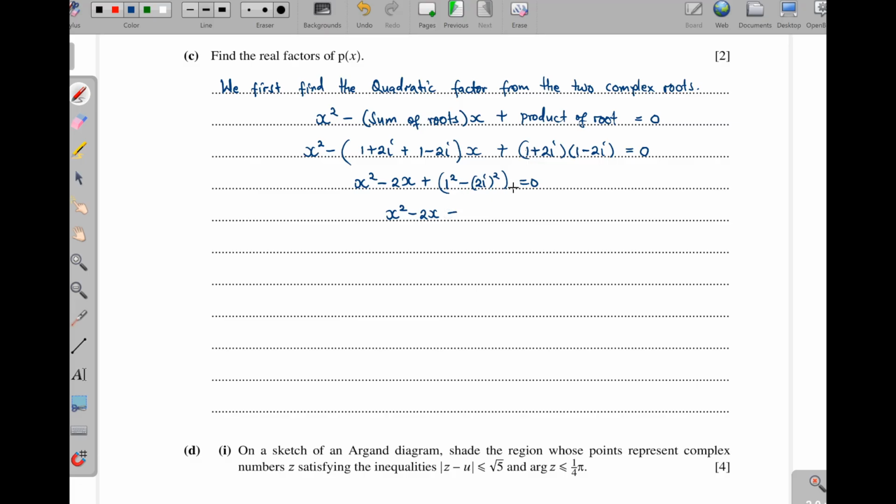Then what does this one give us? 1. Then i squared, you know that it is always equal to negative 1. Now, so a negative, and then a negative, it becomes a positive. So you get 1 plus the 4, which gives us a 5. So we shall get plus 5, which is equal to 0. You see that? Now, we use long division to find the other real factor.